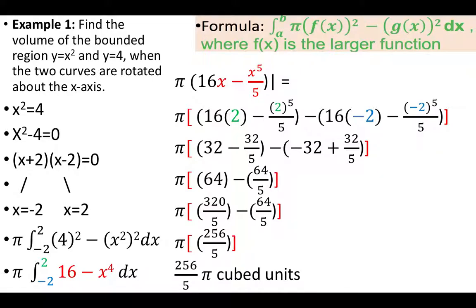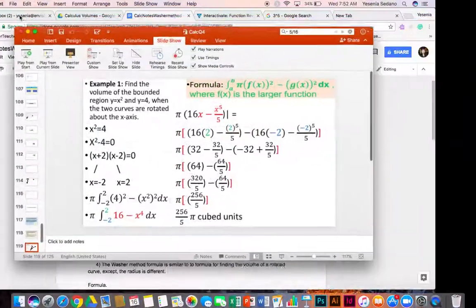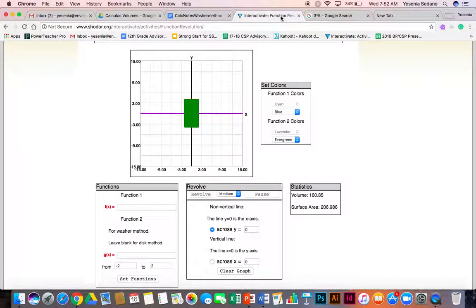So basically, the volume of this solid that's created when I rotated these two gives me 256/5 pi cubed units. And I say cubed units because it's a volume. Now let me show you visually how this looks like. Let me just get out of here. So it's a cool website here.